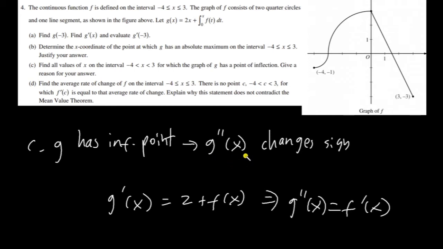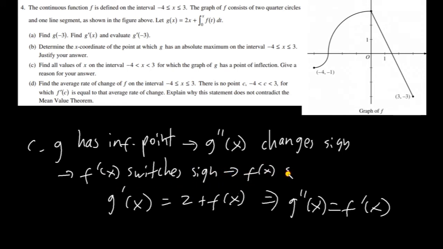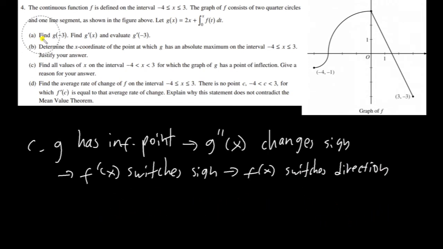So if g double prime of x switches sign, that must mean that f prime of x switches sign. And if f prime of x switches sign, that must mean that f of x switches direction. This step-by-step line of reasoning is really helpful both for you and for your grader to know what you're thinking. It'll help you organize your thoughts, and it'll make this process a lot less confusing, a lot more straightforward. So we figured out that if g has an inflection point, then f of x switches direction.